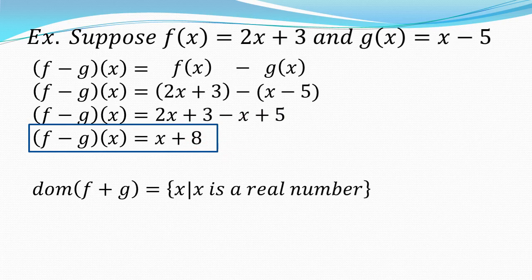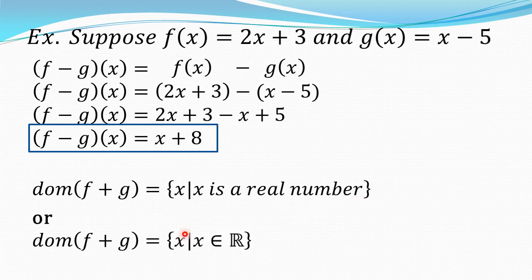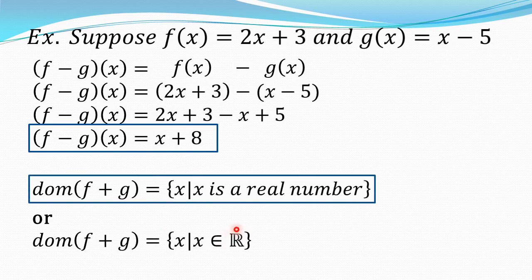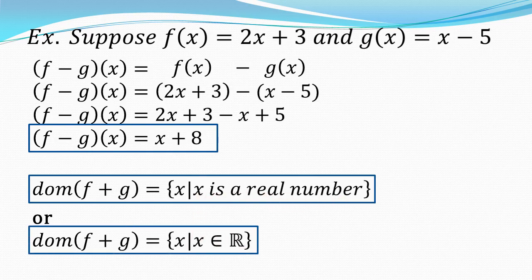What is the domain then? The domain of f minus g is x such that x is a real number. Again, we're just saying that x can take on any real number, and this equation would still be valid. Alternatively, we can write this long expression into a shorter one: the set of x such that x is an element of the set of real numbers. This expression just says that x is a real number.